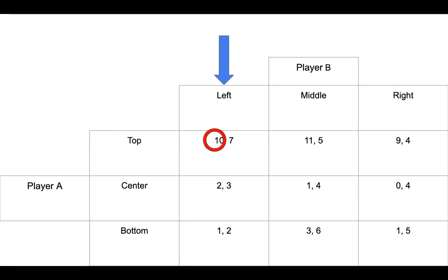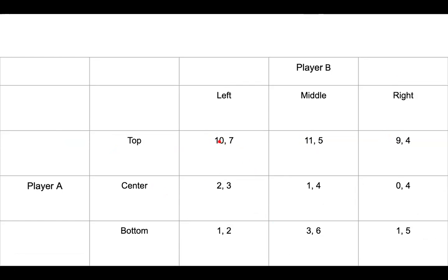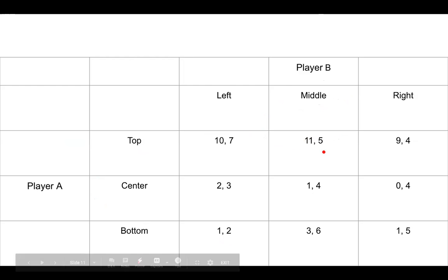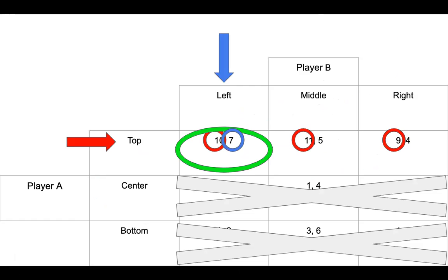So let's quickly go back and make sure that that's the Nash equilibrium. Assuming player B stays left, if player A changes from top to center, they go from 10 to 2. If player A changes from top to bottom, they go from 10 to 1. So obviously, they're not going to change. If player A stays top, if player B changes from left to middle, they change from 7 to 5. And if they change from left to right, they go from 7 to 4. So clearly, player B doesn't want to change if player A stays the same, and player A doesn't change if player B stays the same. So this is pretty obviously the Nash equilibrium.